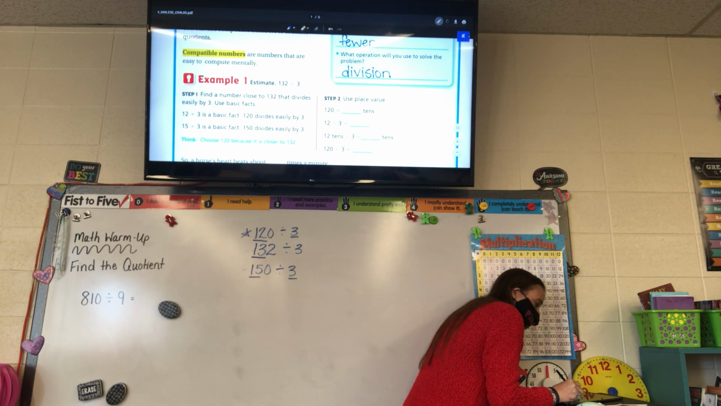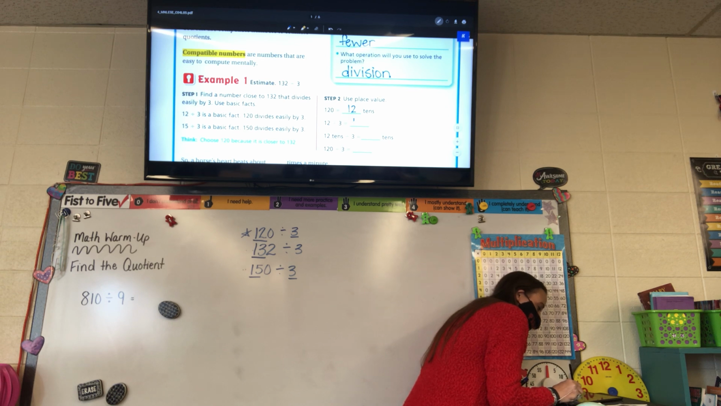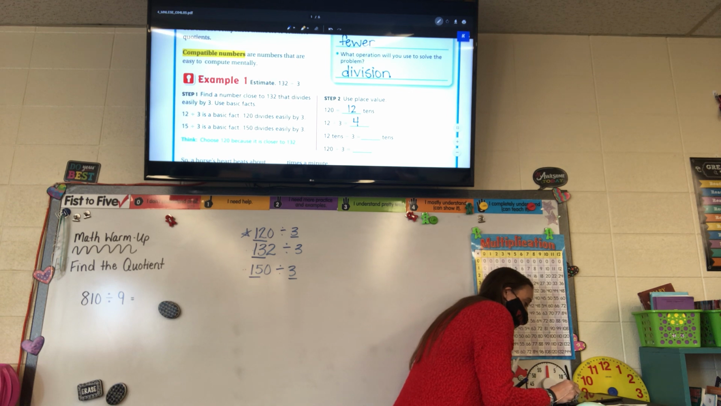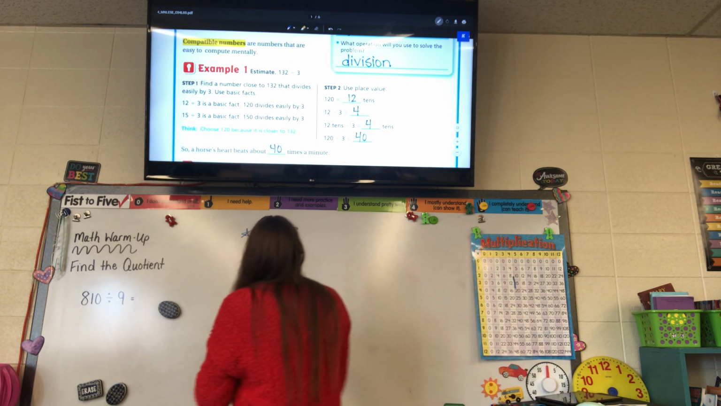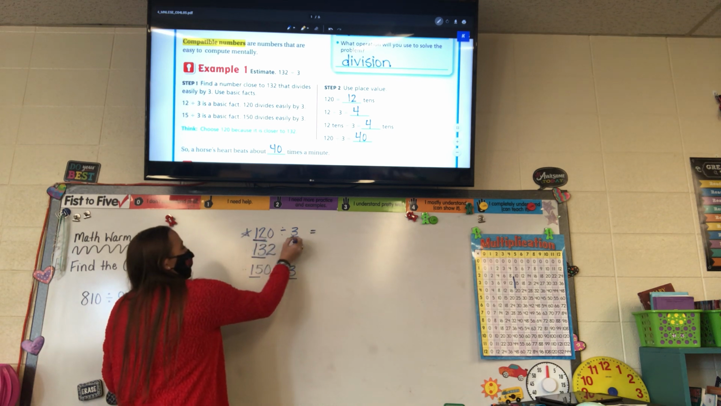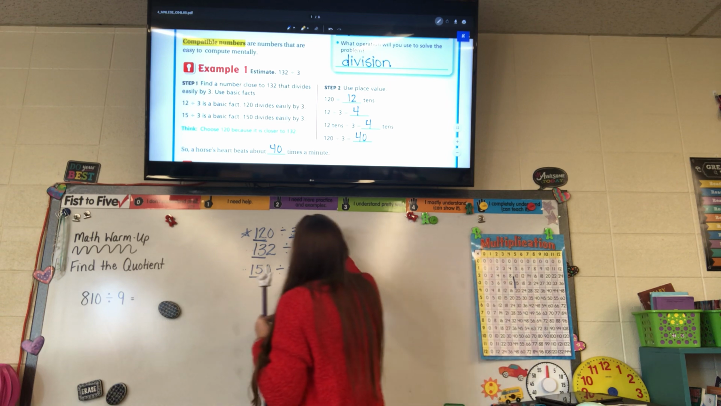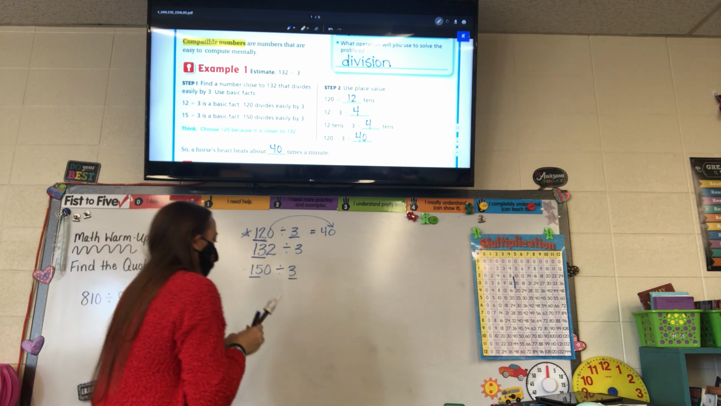120 is the same as 12 tens. We replace the 0 with the word tens. 12 divided by 3 is 4. 12 tens divided by 3 is 4 tens, or 40. So that means a horse's heart beats about 40 times a minute. So what we did is 12 divided by 3. We went to the 3 row, found 12, went up, equals 4, and then brought over our 0. That's it.